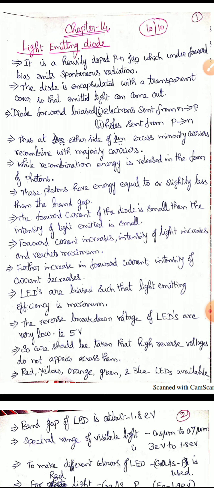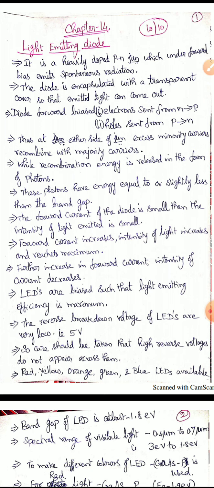When the diode is on forward bias, the electrons move from the negative side to the positive side, that is, from the N junction to the P junction, and holes move from P to N. Thus, on either side of the PN junction, excess minority carriers will combine with the majority carriers. In the N junction the majority carriers are negatively charged, that is electrons, and in the P junction they are positively charged holes.